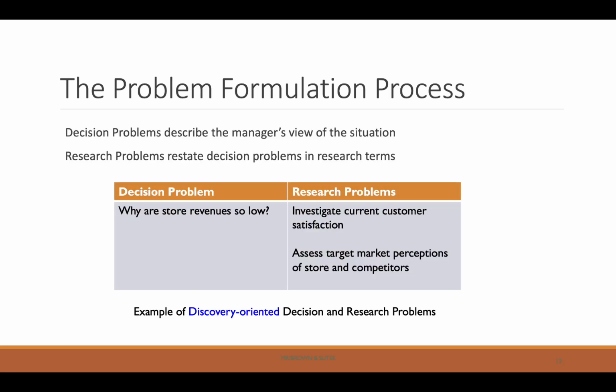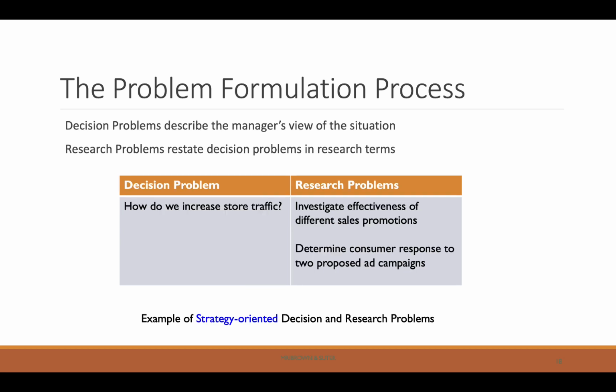So then we're going to define the research problem. So we know what the decision problem is: why are store revenues so low? So how can you turn this into a research problem? Well, investigate current customer satisfaction. Have you lost some customers? Maybe the demographics of your target market has changed in terms of perceptions. So this is an example of a discovery-oriented decision. You want to know the why something is happening.